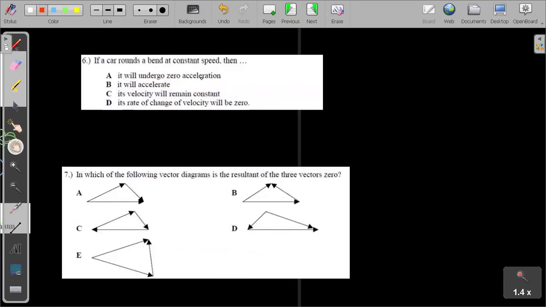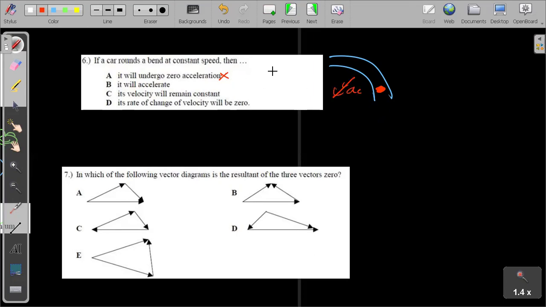If a car rounds a bend at a constant speed, then it will undergo zero acceleration. If it is just taking a bend like this, taking a bend, what does having a bend mean? Definitely, it will undergo non-zero acceleration. Zero acceleration is wrong. This is called centripetal acceleration.